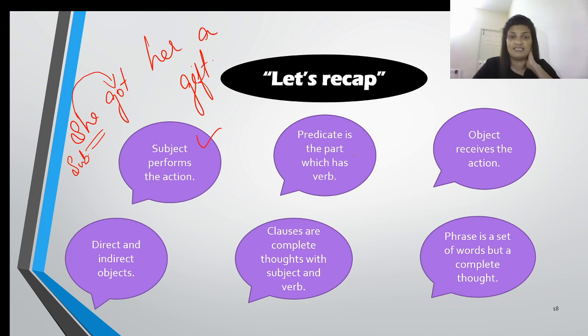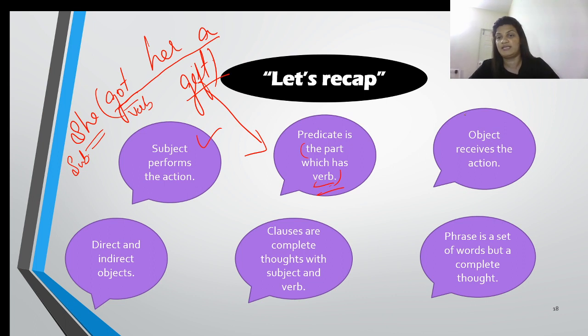Now, predicate is the part which has the verb. Now, in this statement, got is your verb. So, predicate is a part of the statement which has a verb. So, our predicate is got her a gift. This entire part is called the predicate.